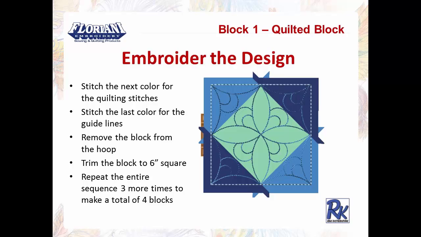You want to remove the block from the hoop and trim the block to 6 inches square. You want to repeat the entire sequence 3 more times to make a total of 4 blocks.